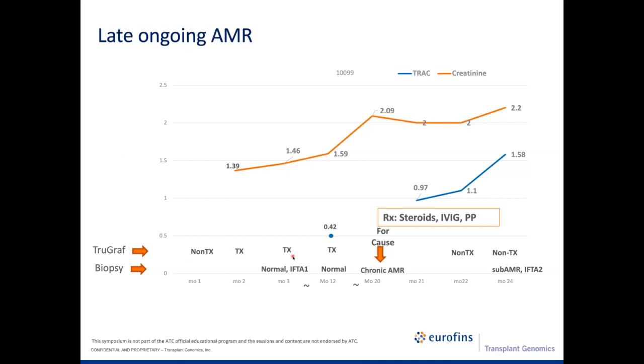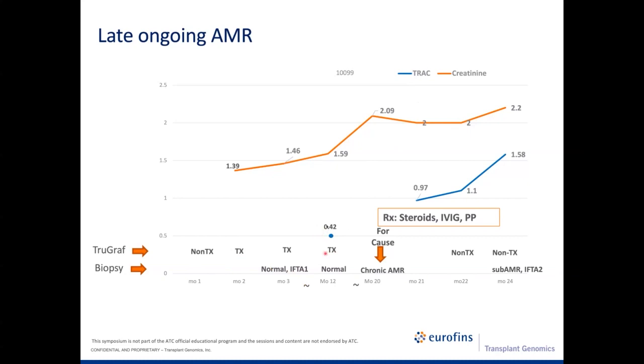At month 3, again, a TX TruGraf result. Biopsy's done, red is normal, mild fibrosis and tubular atrophy, grade 1. By month 12, now there's a gap here of 9 months. By month 12, creatinine's still pretty stable here. TruGraf assay is TX, and again, the biopsy is normal. At this point, cell-free DNA is also run, and it's 0.42 using the TRAC test, and that's below the cutoff for positive, so everything's doing fine at this point.